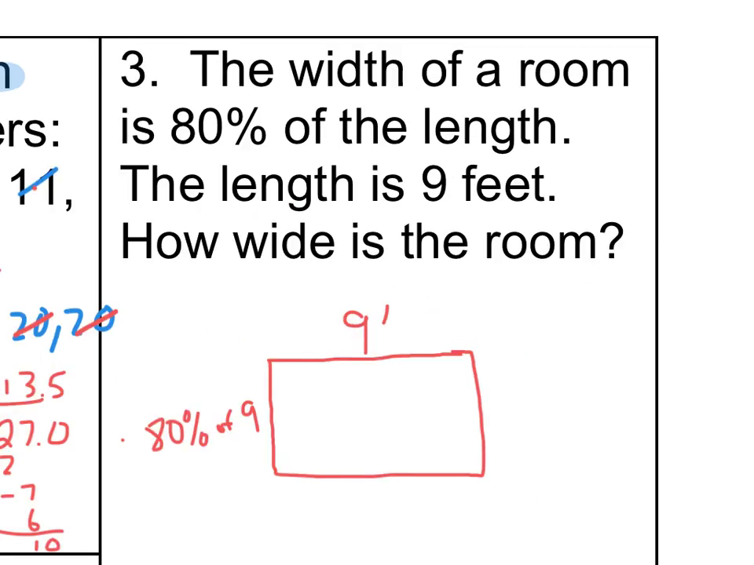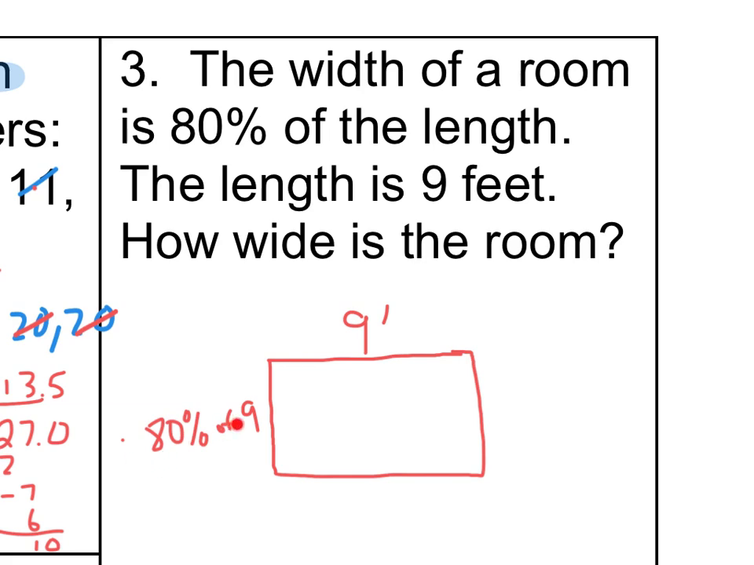So number 3, you've got a length of a room at 9 feet, and then the width at 80% of 9 feet, which is less than 9 feet, so I made it a little shorter. So I like drawing a picture on things like this to help me visualize that I understand percentages are less than a total. So what is 80% of 9? Remember, we can just move the decimal over twice, which is 0.8.